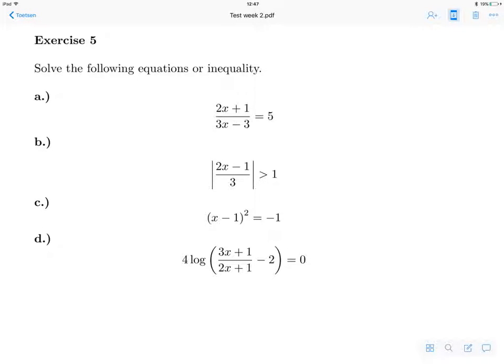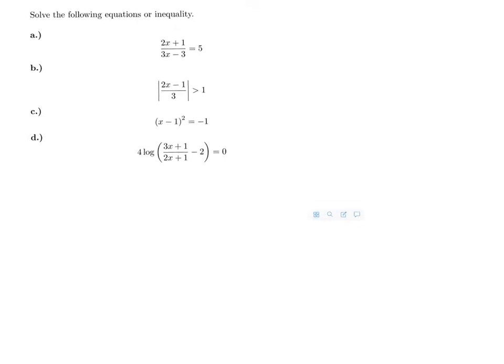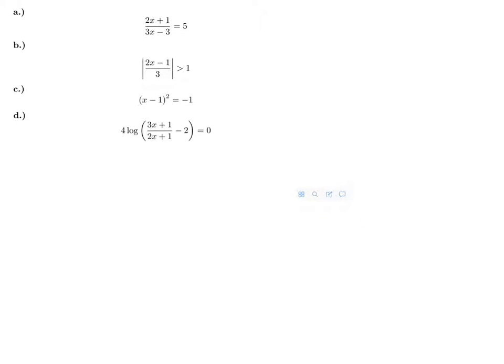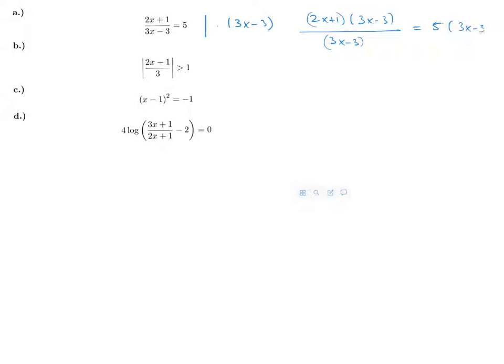This is exercise 5 of week 2, so let's start with A, or what appears to be A in my order. So solve the following equations or inequality. If I multiply both sides by the term 3x minus 3, why am I doing this? Because then I get 3x minus 3 divided by 3x minus 3 equal to 3x minus 3.